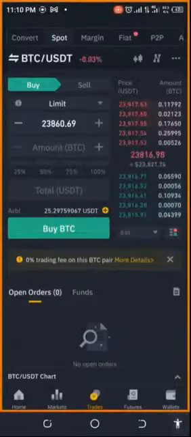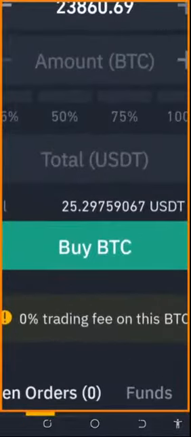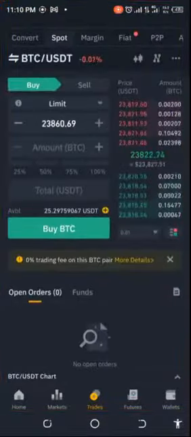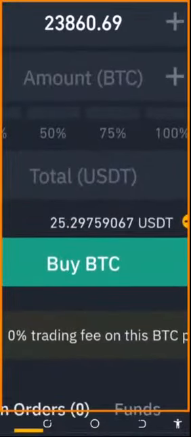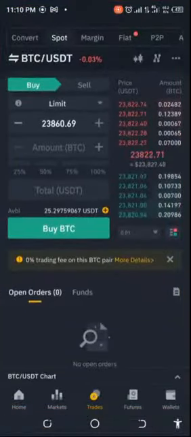Yes, I did make a profit. As you can see here, it's 25.29. And if you remember, we started out with 25.01. So now we have made a profit of about 28 cents, which is over 1%.